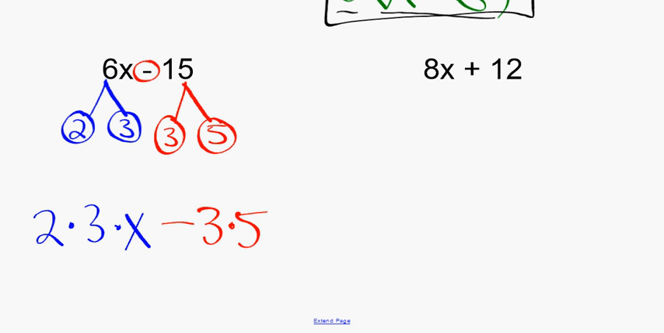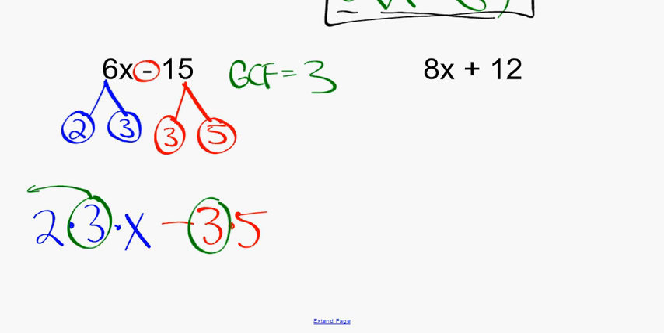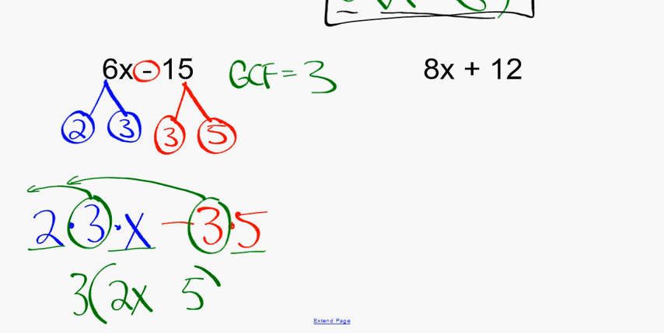What do they have in common? A single 3 in common. So the GCF is equal to 3. That's what I'm going to factor out of each of these expressions. And what's remaining is a 2 times x, so it's 2x, and a 5. And since it's negative, it's going to be minus.